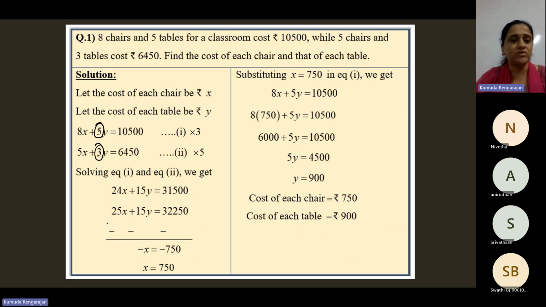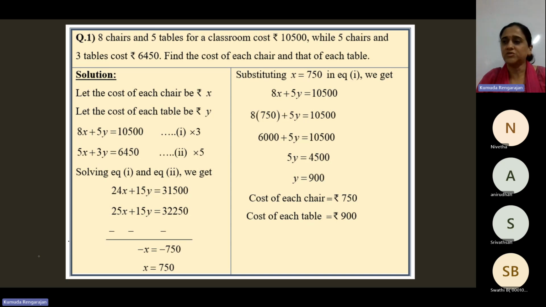What's the LCM of 5 and 3? 15. So how will 5 become 15? Into 3. And how will 3 become 15? Into 5. So when you multiply by 3 and by 5, this equation is the equivalent of this equation, and this equation is the equivalent of this equation. So we've written two equivalent equations.